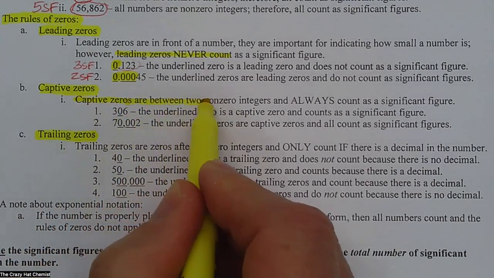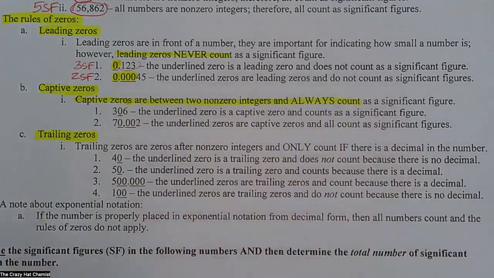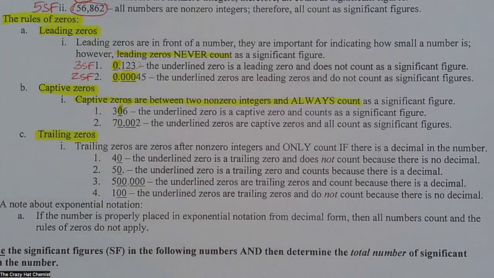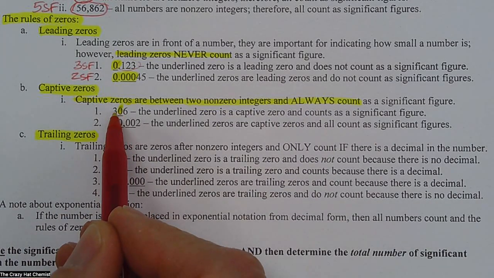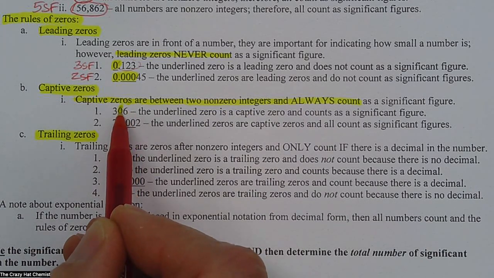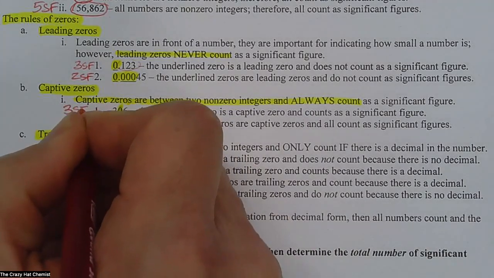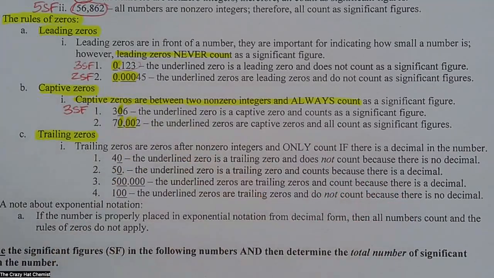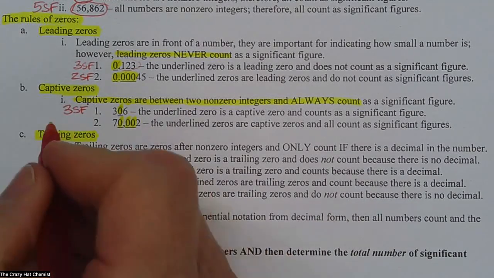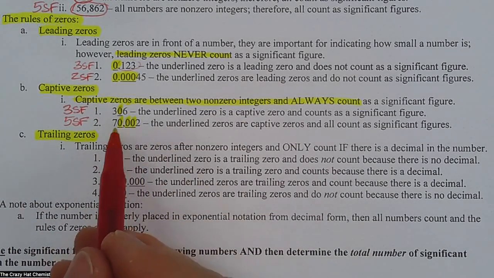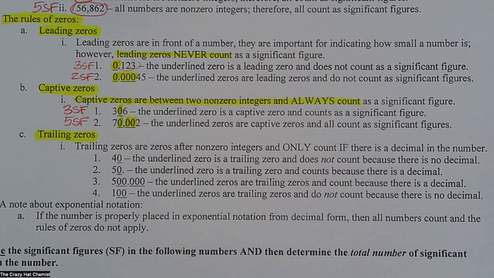Captive zeros are between 2 non-zero integers, and they always count as significant figures. So this right here is a captive zero. This zero right here is held captive between a 3 and a 6. The 3 and the 6 count as significant figures, and because this is a captive zero, it counts, 3 significant figures in that number. Then these zeros are captive zeros, and those 3 captive zeros count, as well as this 7 and the 2, for a total of 5 significant figures, because these 3 zeros are being held captive between the 7 and the 2, which are non-zero integers.